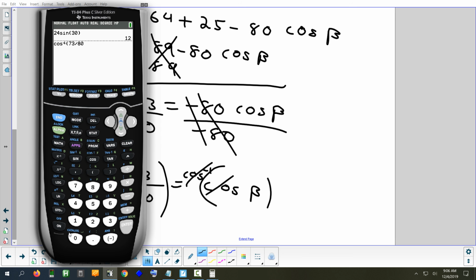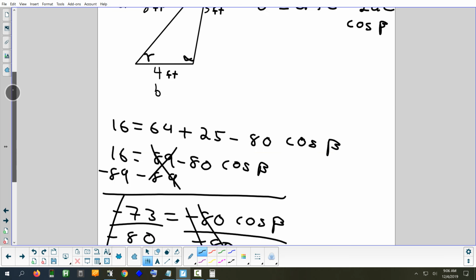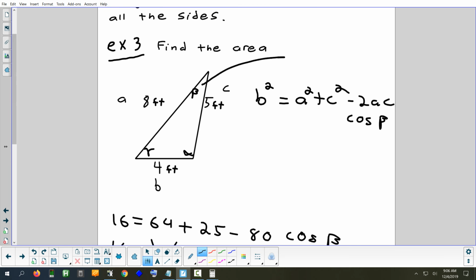Again, make sure you're still in degrees. Okay, so the angle is 24.15. Now, it doesn't matter which angle you find. It's not like doing one of them might be more or less work. It's going to be exactly the same. Good.